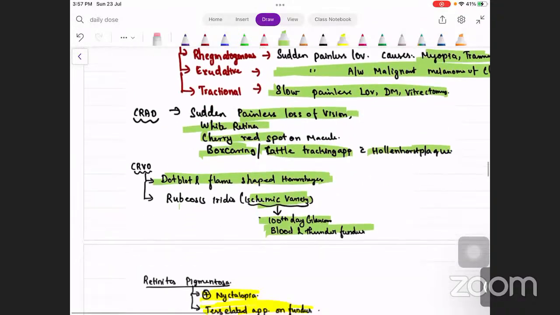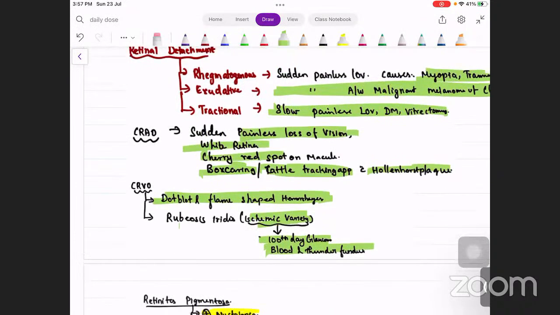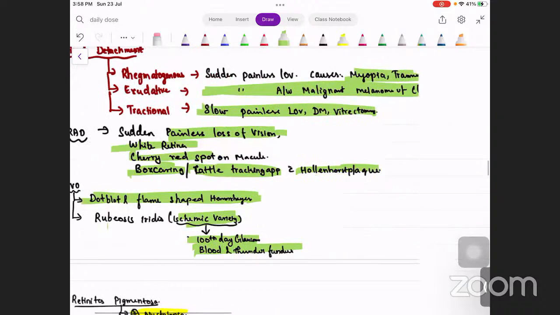So retinal detachment, three types. What are they? Rhegmatogenous, exudative, and tractional. Keep your hands on keyboard, people. What is the rhegmatogenous one? Sudden painless loss of vision associated with myopia and trauma. Exudative: sudden painless loss of vision associated with malignant melanoma of the choroid. While tractional: loss of vision associated with DM and vitrectomy.